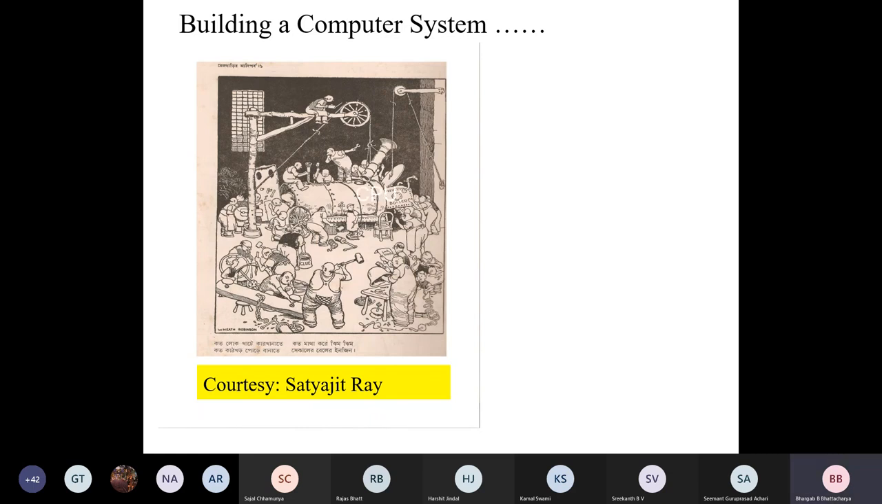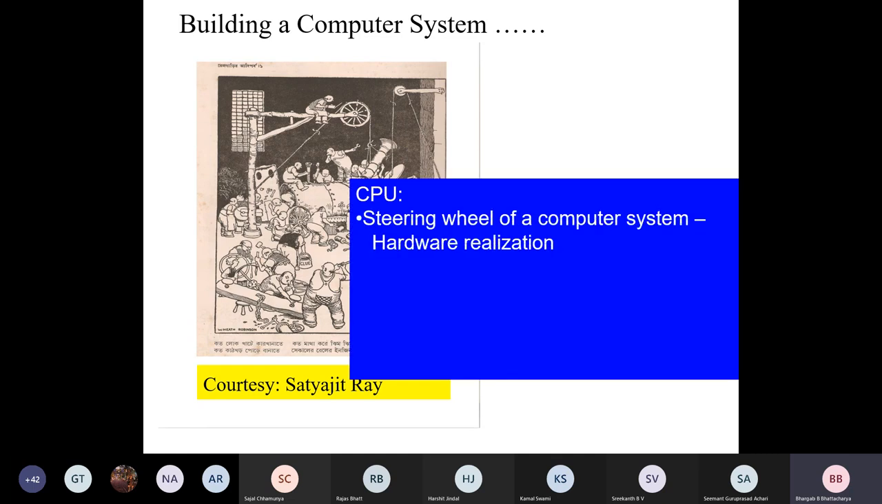As I mentioned, the CPU is the centerpiece of any digital system, so it's the steering wheel of any computer system, right? And if you want to implement its hardware realization, there are many steps. We understand how the instructions are executed in a machine. We are familiar with the instruction cycle. There are several steps which you need to perform, like instruction fetch, decode, execute, memory access, and write back, and so on. So keeping that in mind, we should be able to execute each instruction in a certain sequence.